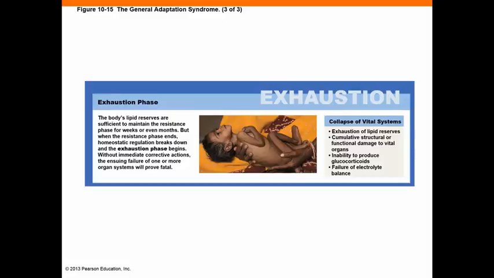With the exhaustion phase comes the collapse of vital systems. The lipid reserves have all been spent. There's been enough damage to vital organs that they are no longer structurally sound. The body is no longer able to produce glucocorticoids, and electrolytes can no longer be balanced.